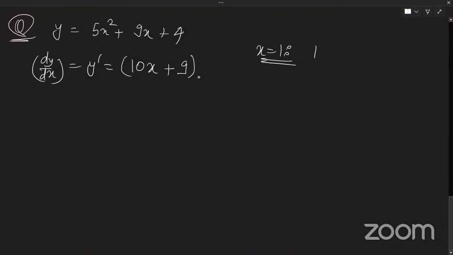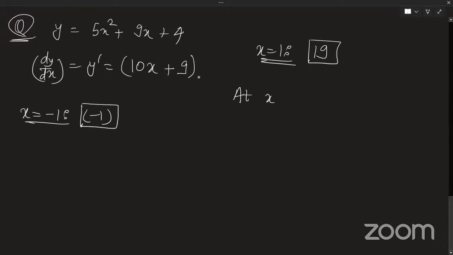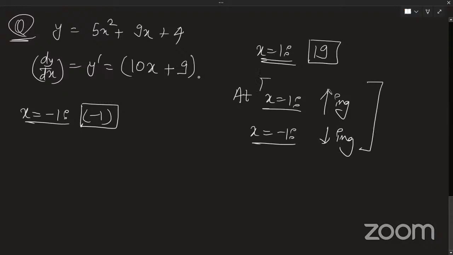19, exactly. Its slope at x equal to minus 1 is minus 1. So that means y is decreasing at x equal to minus 1, while at x equal to 1 it is increasing. Right? I can say this.